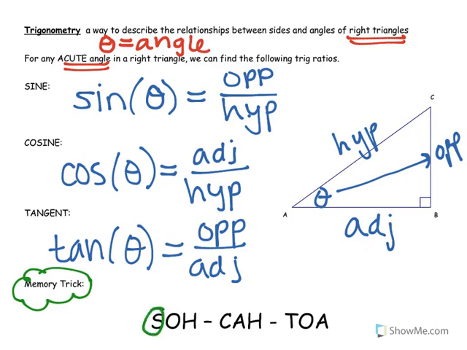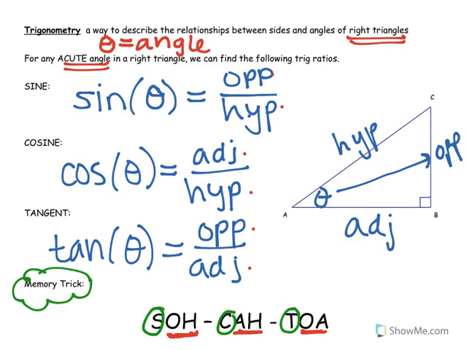So the first letter means sine, cosine, tangent. Okay, that's the S and the C and the T in SOHCAHTOA. And then the second letters tell you what the ratios are. So OH means opposite over hypotenuse. AH for cosine is adjacent over hypotenuse. And then OA for tangent is opposite over adjacent. So it's a good memory trick to remember what these trig ratios are.